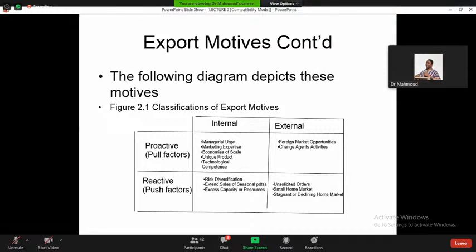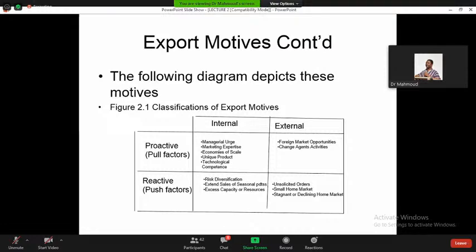When you also have excess capacity or resources, if your capacity is upgraded, or you have enough resources, you may want to produce and serve the international market, or else it will be wasted.